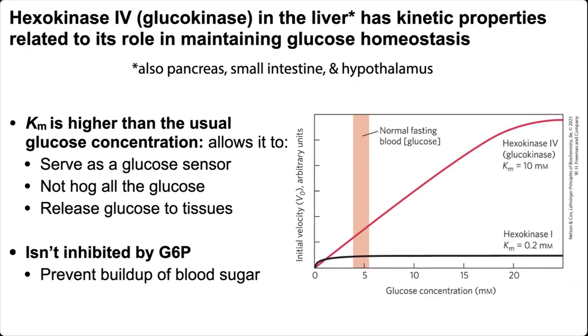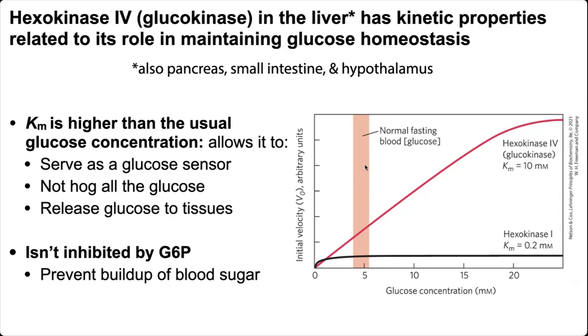However, we need to make sure that the liver's not getting too hoggy. We need to make sure that the liver's not just going to take in whatever glucose comes its way, and that it is able to release the glucose and not just keep it all for itself. How are we going to do this? We're going to do this by having different kinetic properties of the enzyme.